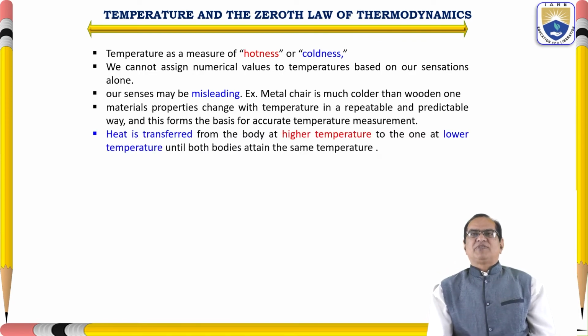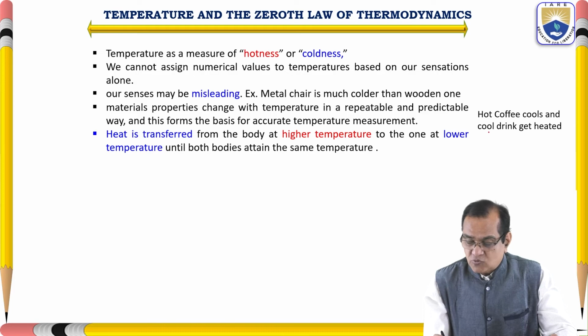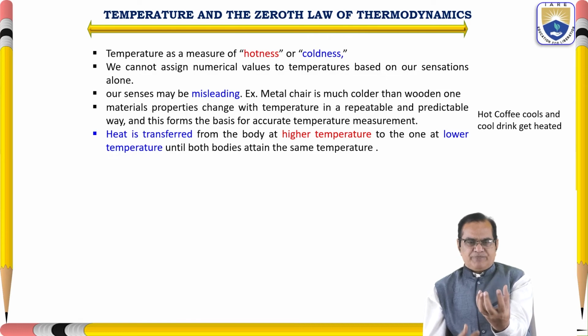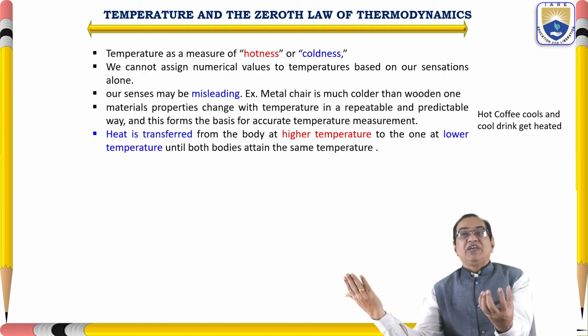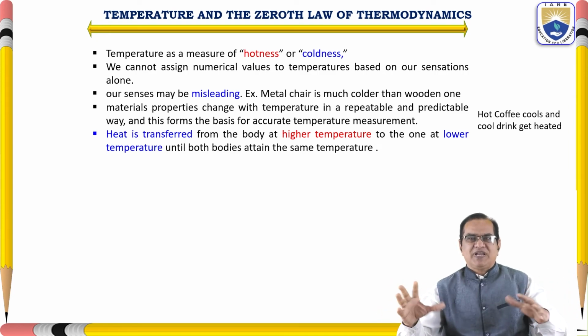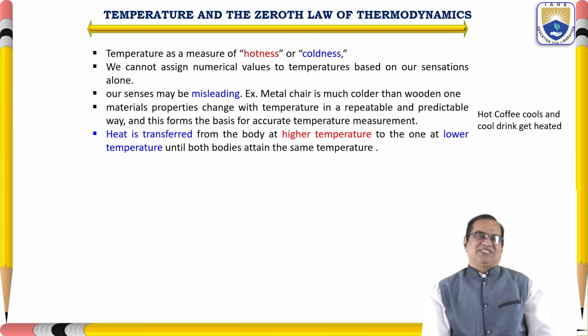Heat is transferred from the body at a higher temperature to the one at a lower temperature until both bodies attain the same temperature. If you see here, the hot coffee cools and the cool drink gets heated. If you keep one hot cup of tea for 10 minutes, you will feel that it is at the same temperature as the environment. If you buy a very cool drink and put it in the atmosphere for some time, you will see that after that both the tea and your cold drink are at the same temperature.